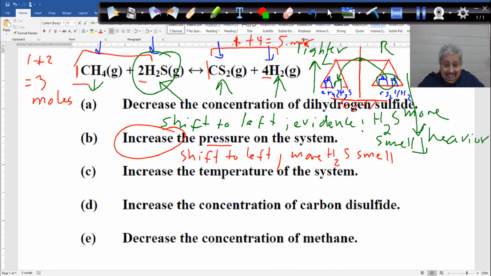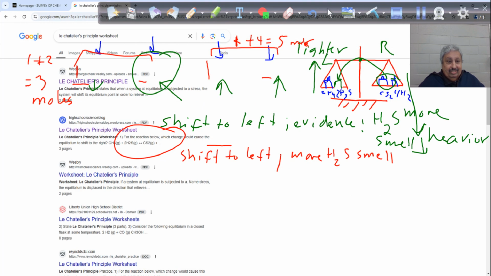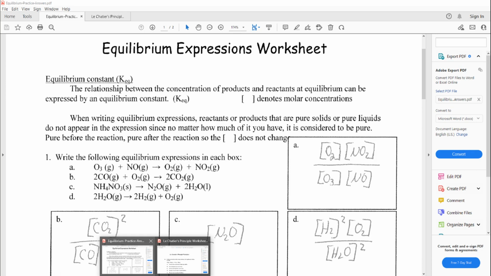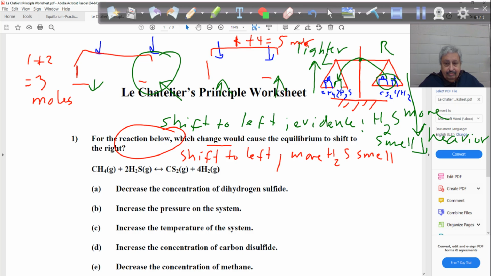Well, we did not read the whole question. Let me go back. Let's look at the reaction, where is it? Here it is, sorry. For the reaction, which change would be causing the shift to the right? We did not put the whole question there, but we're adding all this and seeing which one causes a shift to the right. Correct? That's very good. So let me take those out. Where are we now? Here it is.